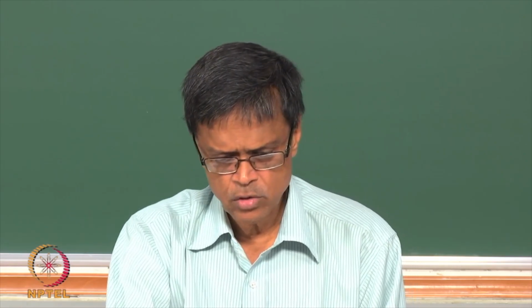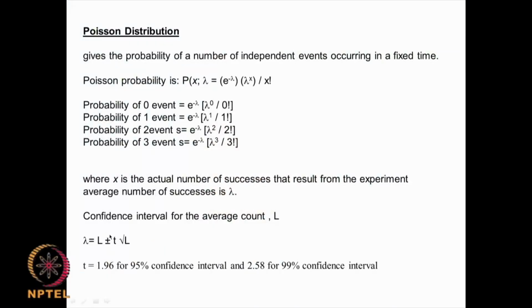So, that confidence interval is given by this term, L plus or minus t into square root of L. L is the average count, but there is a confidence interval associated with this L, which is given by plus or minus t into square root of L, where t is 1.96 for 95% confidence interval and 2.58 for 99% confidence interval. This equation is very useful.